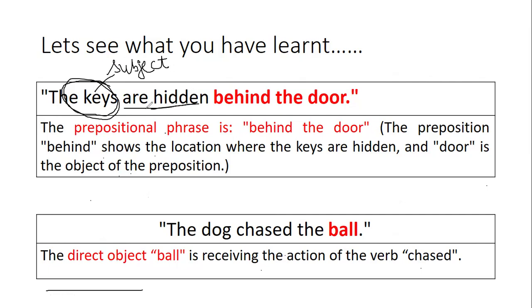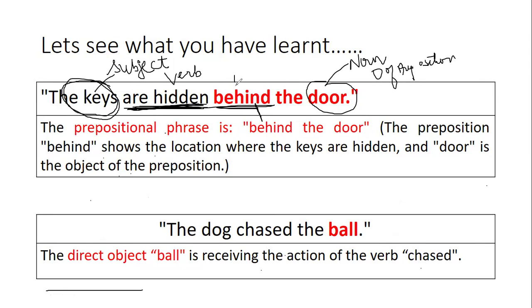Keys are hidden. What is the verb? What is the action that the keys are performing? They are hidden. Hidden is our verb. Where are they hidden? Behind the door. So noun, object of preposition. Object of preposition: behind the door. It's not above the door, under the door, or below the door. It is behind the door.